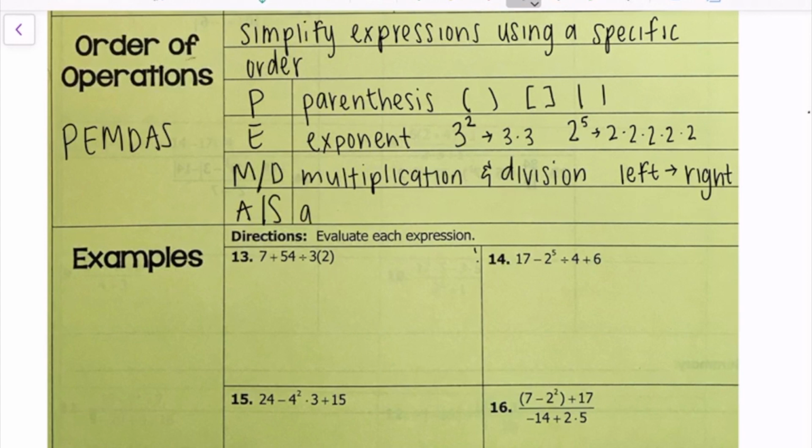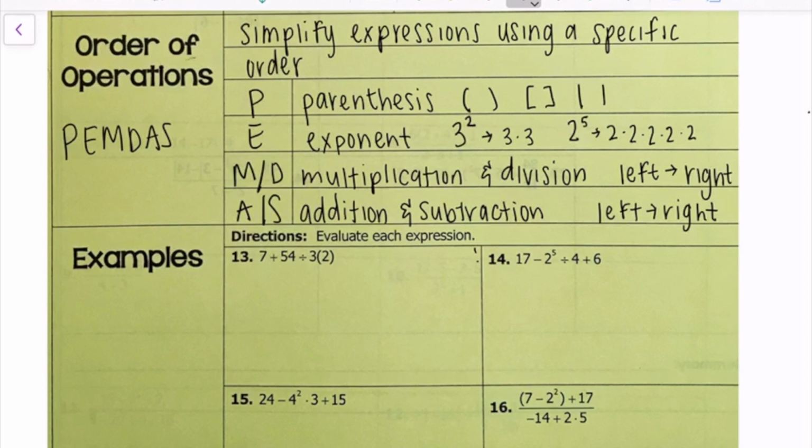Then we come to the A and the S. The A stands for addition, and the S stands for subtraction. So just like above, we cannot always assume that addition goes first. We have to move from left to right. Okay, so that's PEMDAS, the order of operations.